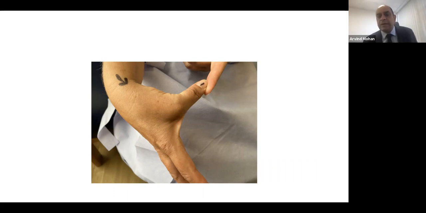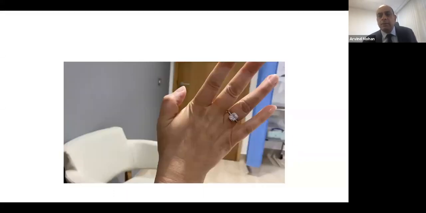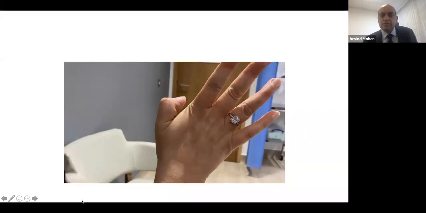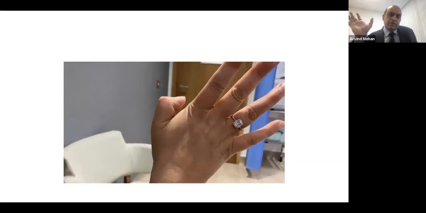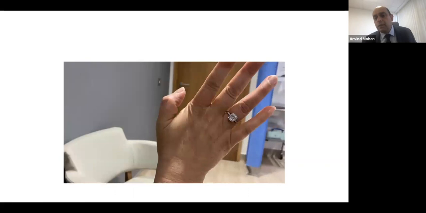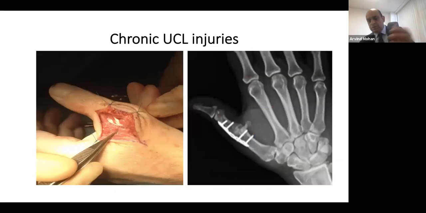You can use very special anchors which are available now to do it. But I'd just like to show you this one again. This one was very strange because as you can see here, the thumb is literally dislocating and falling off every time the patient is trying to do a movement. And in an acute condition, as I said, you can repair it.